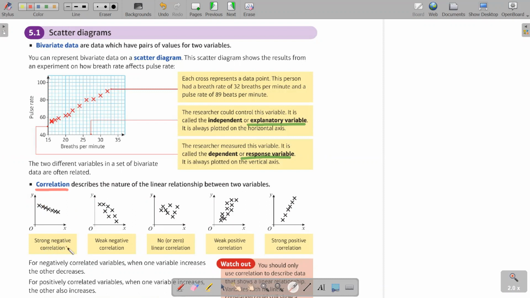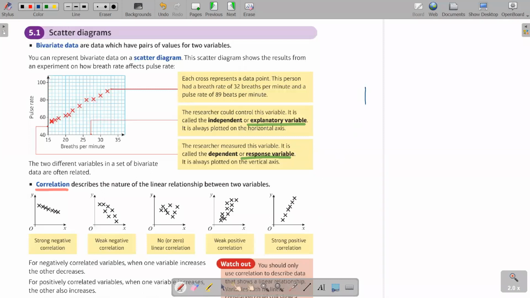Okay, so why do they say negative correlation? Negative means the relationship is going the other way. What do you mean by that? You can see when the x variable is increasing, what happens to the y variable? When the x variable increases, the y variable is decreasing. As x increases, y decreases. So that's why they say negative correlation. All right, guys, so you need to get it into your head. Then what is positive correlation?